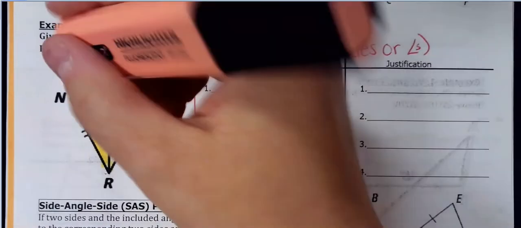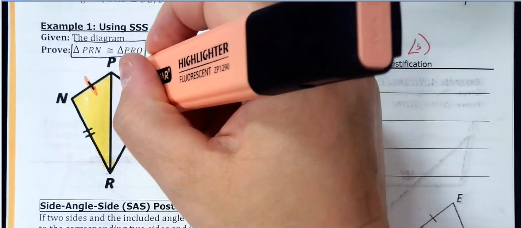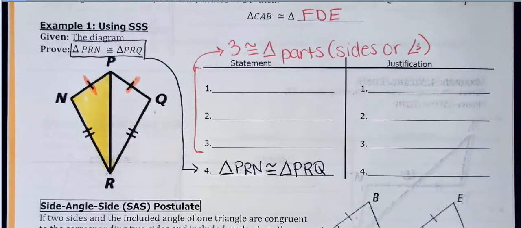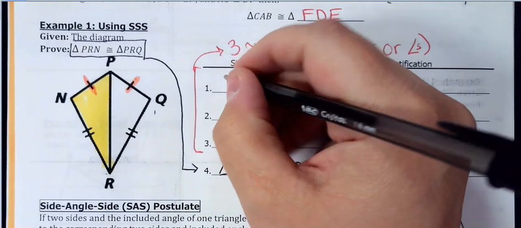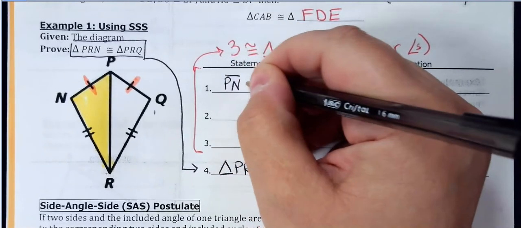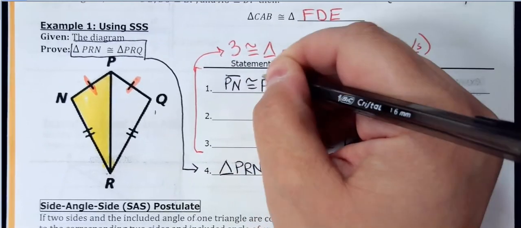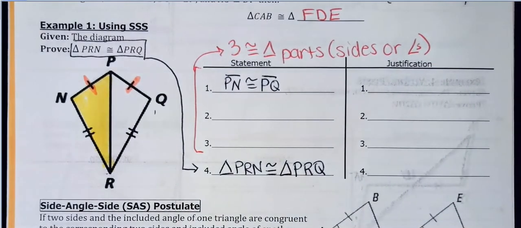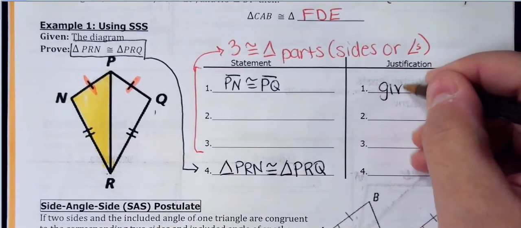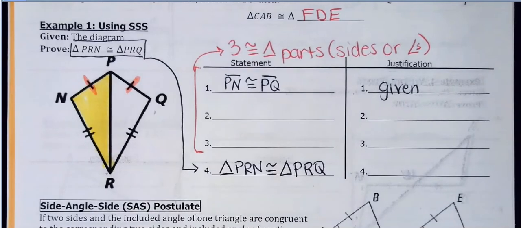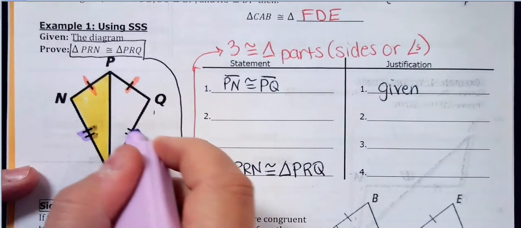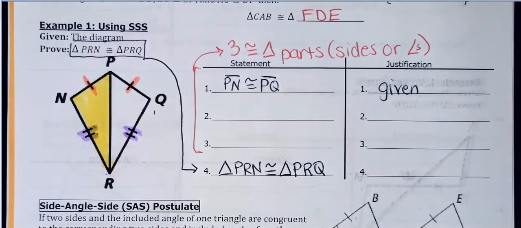I've got 2 sets of sides already being marked as congruent. In any order, it doesn't matter, but P to N and P to Q, those 2 segments are congruent, marked in the diagram for me. So the justification for that is just that it was given, because they put it in the picture. Same thing, and you could switch the order of any of these steps I'm about to write at the top.